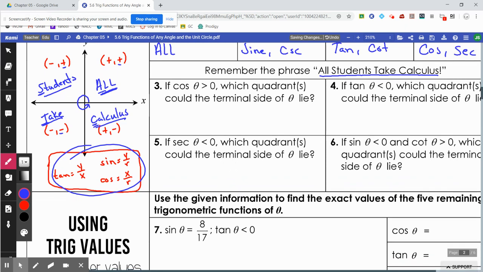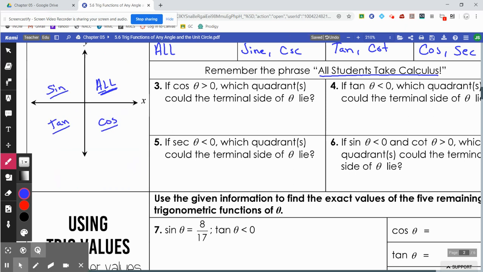So number 3, if cosine is greater than 0, that means that cosine is positive. First off, let me erase some of this extra. Since cosine is positive, that means that we're either here or we're here. That's where cosine is positive.